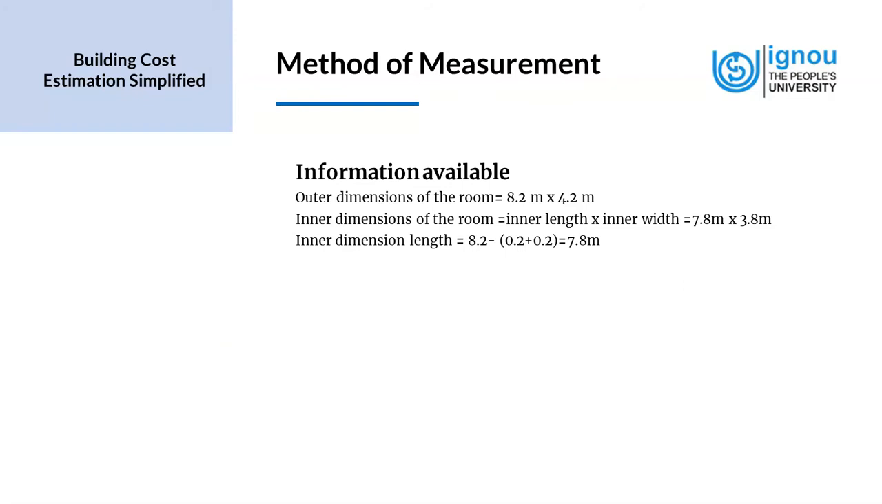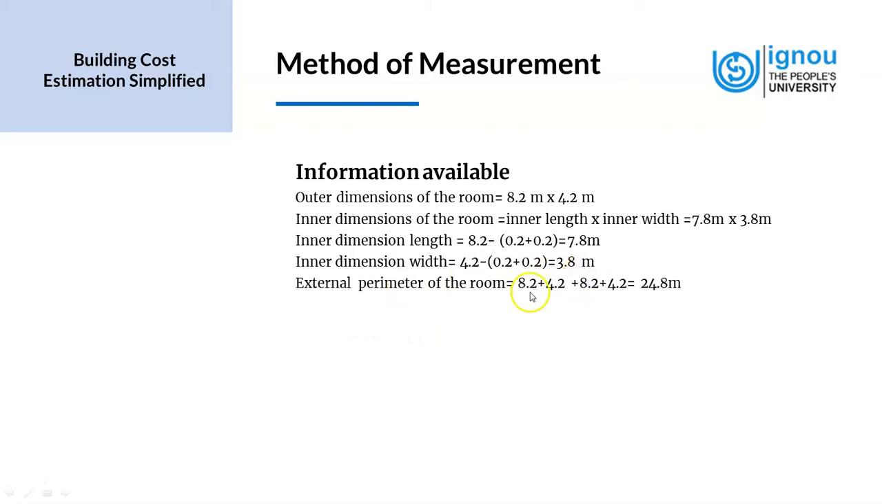Let's see how we got these dimensions. The inner length is 8.2 meters, which is the outer length, minus 0.2 minus 0.2, because 0.2 is the width of the wall and there are two walls. So 8.2 minus 0.2 minus 0.2 is 7.8 meters. The inner width: 4.2 is the outer width, so to find the inner width of the room, we subtract the wall width two times from the outer width. So it becomes 4.2 minus 0.2 minus 0.2, which is 3.8 meters.